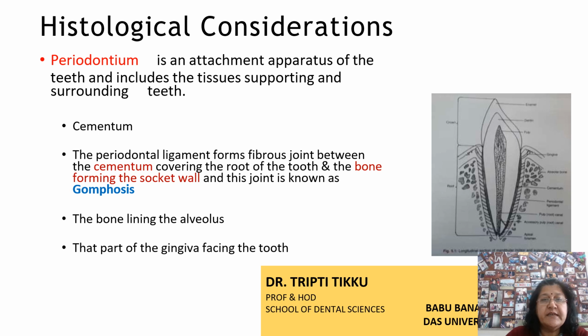Now, the periodontium is an attachment apparatus of the teeth and includes the tissues supporting and surrounding the teeth. It includes the cementum, the periodontal ligament, which forms a fibrous joint between the cementum covering the root of the tooth and the bone forming the socket wall. This joint is known as gomphosis and is exclusively present in mammals. Then there is the bone lining the alveolus and that part of the gingiva which is facing the tooth. So this is what forms the periodontium.